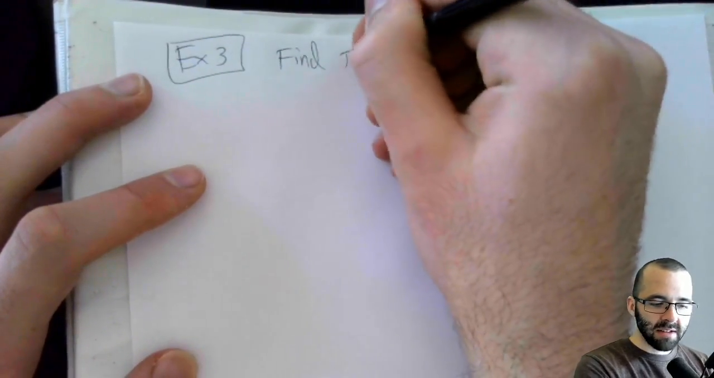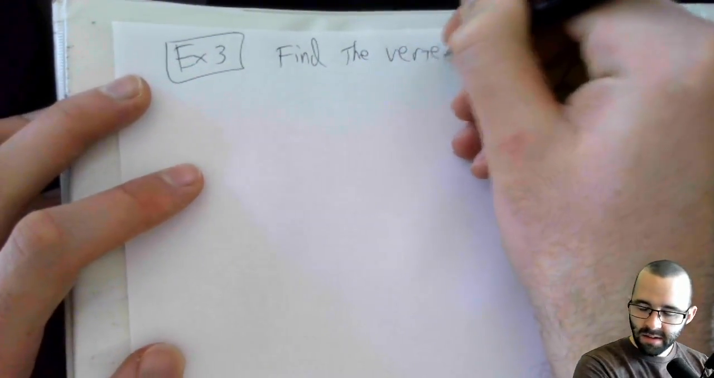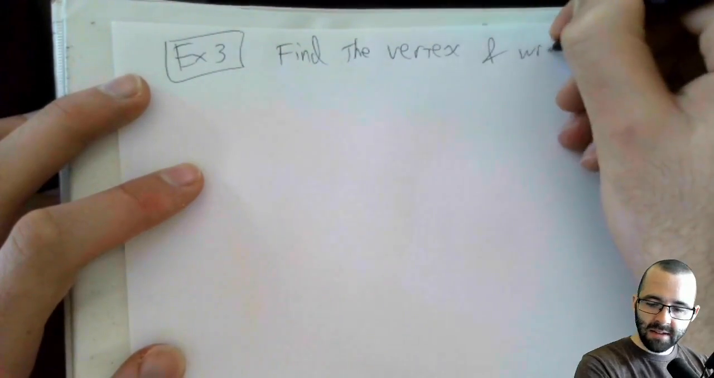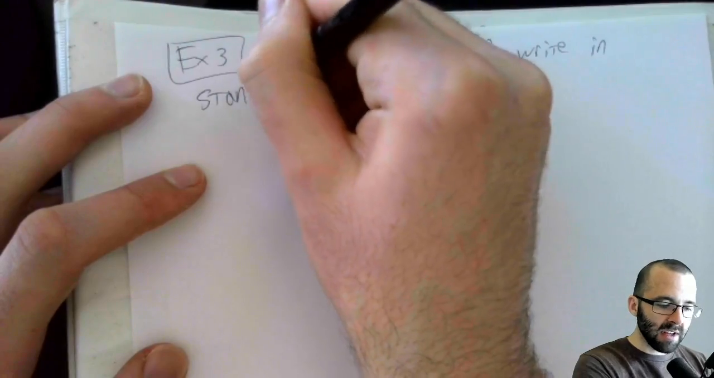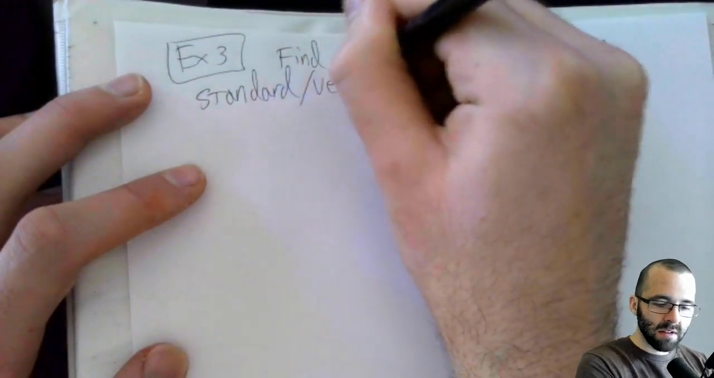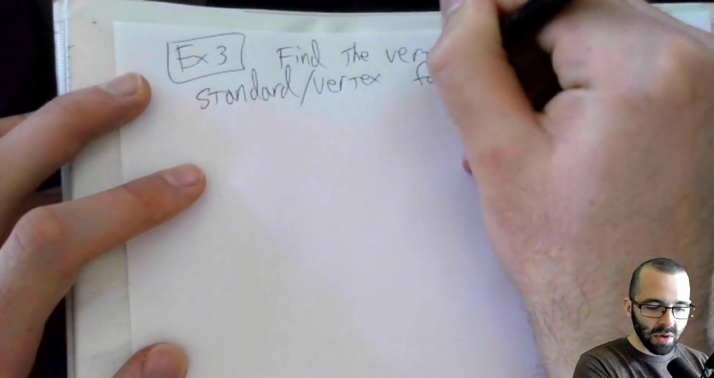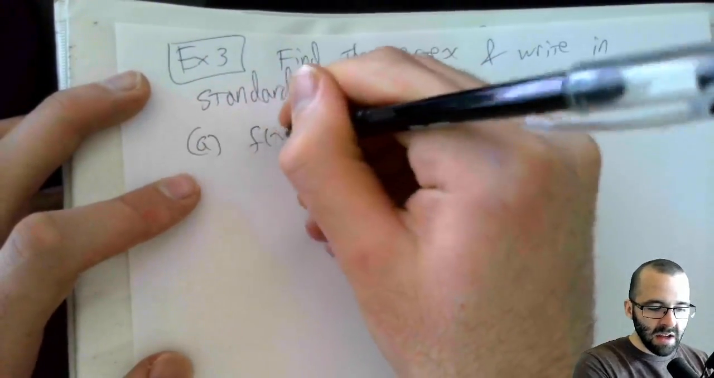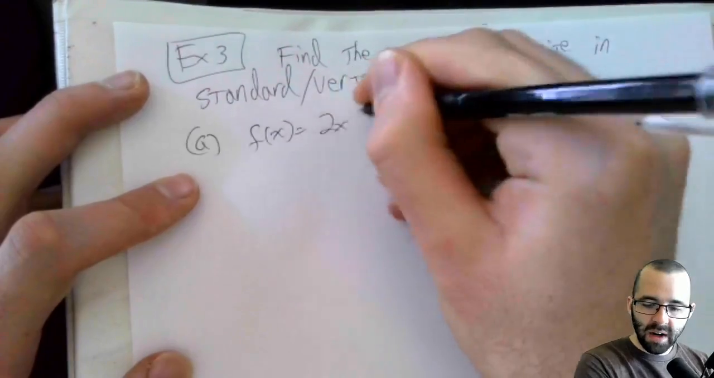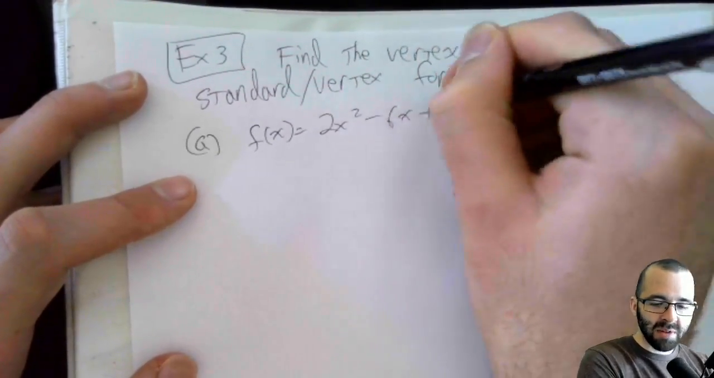Find the vertex and write in standard, aka vertex, form. Part A. F of x equals 2x squared minus 6x plus 7.